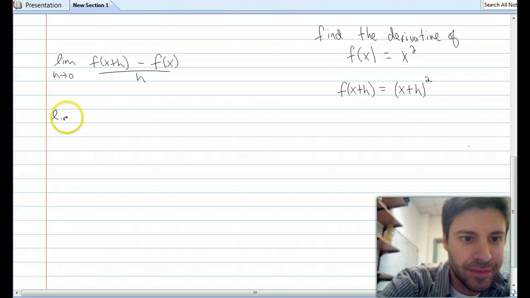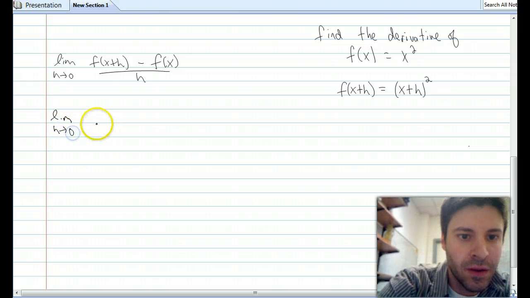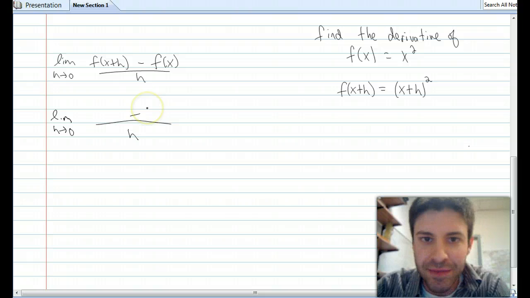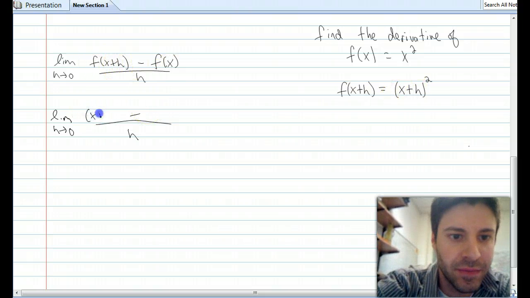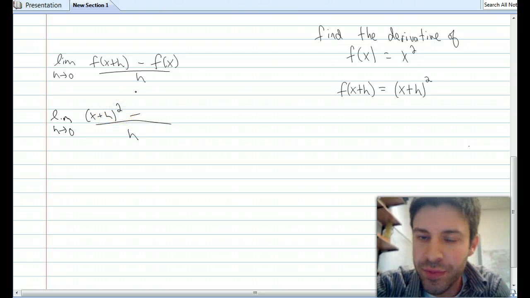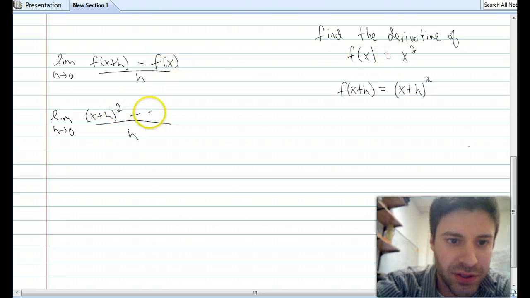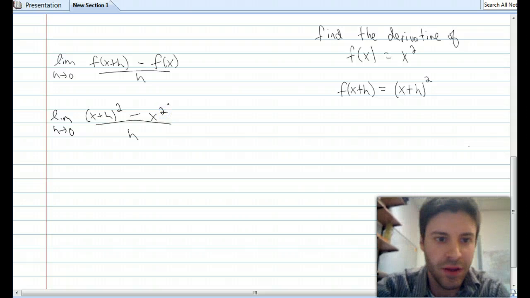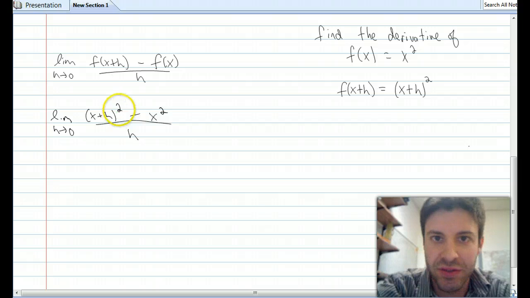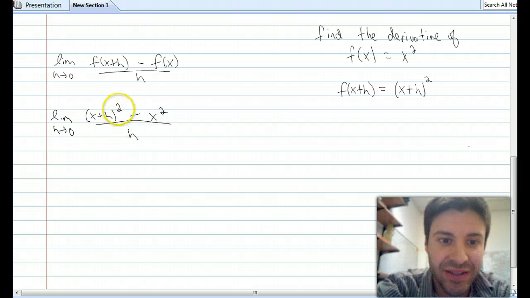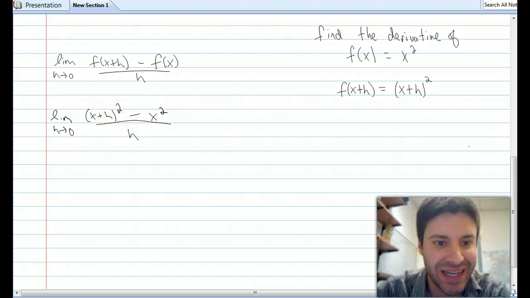Going to copy everything down, except this time we're going to replace f of x plus h with x plus h squared. And we're going to replace f of x with x squared. Now, like last time, the goal is simplifying this in a way that will give us a simple answer. So how do we simplify x plus h squared? Well, unfortunately, we can't just square the x and square the h. It's very common, but that is illegal.